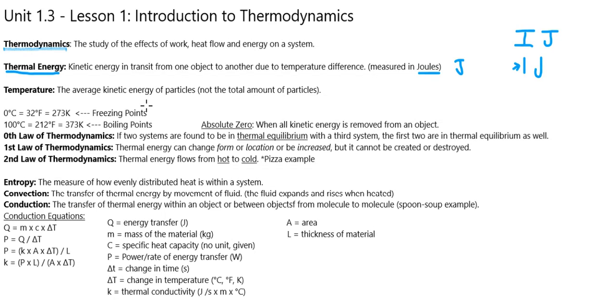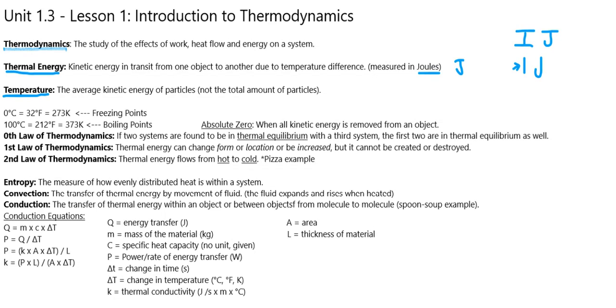Then temperature. Well, we know what temperature is, but the literal definition is the average kinetic energy of particles, not the total amount of particles, just the average kinetic energy of the particles. Now, there's three different types of units that can be used for temperature that you may have to convert through the formula sheet that you were given, or that is online if you weren't given it.